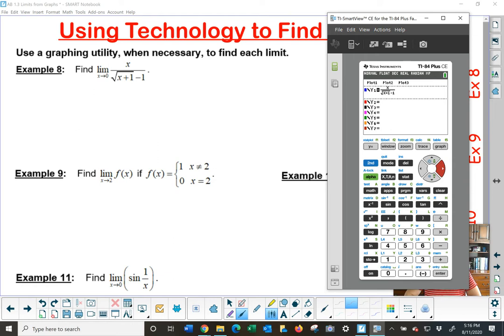I can see that we're going to have probably a vertical asymptote. There's going to be a spot where this is undefined. Would you not agree? And we could find that by setting the denominator equal to 0, and we could find that very quickly. I'm going to hit zoom 6, and that is my picture. So use a graphing utility to determine the limit, and they want the limit at 0. So here's my picture.